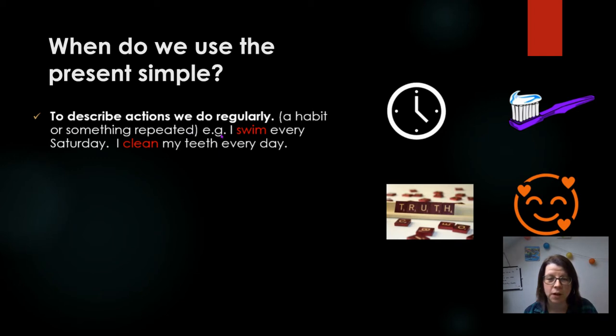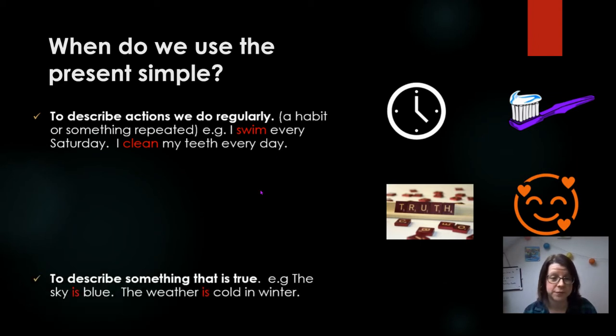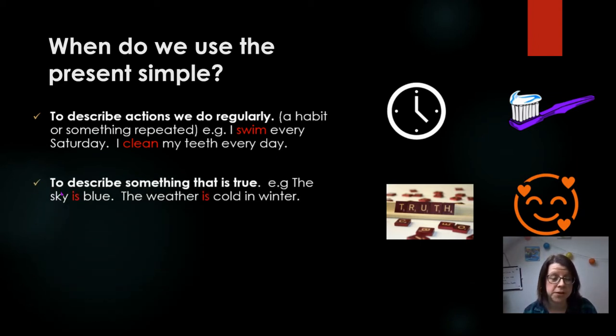For example, I swim every Saturday. I clean my teeth every day. These are things that we do regularly over and over again. We also use it to describe something that is true. The sky is blue. The weather is cold in winter.